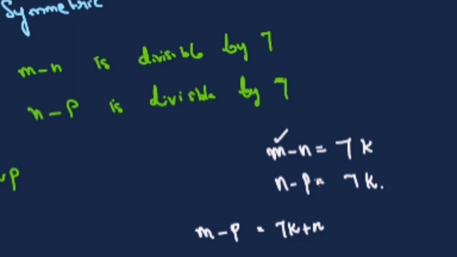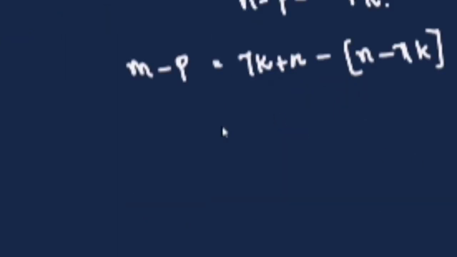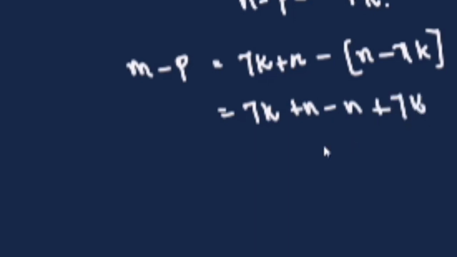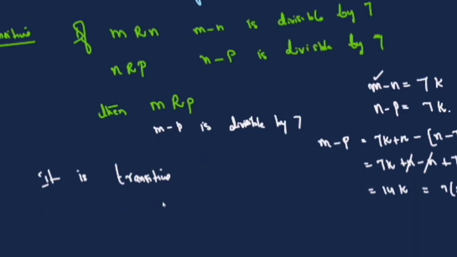We just give a general proof. m is 7k plus n. What is p from here? p is n minus 7k. Now you write m minus p: 7k plus n minus n plus 7k. What do you get now? 14k. 14k you can write as 7 into 2k. So it is a multiple of 7 anyway. So m is related to p. m minus p is divisible by 7. So therefore it is transitive. So therefore it is an equivalence relation.